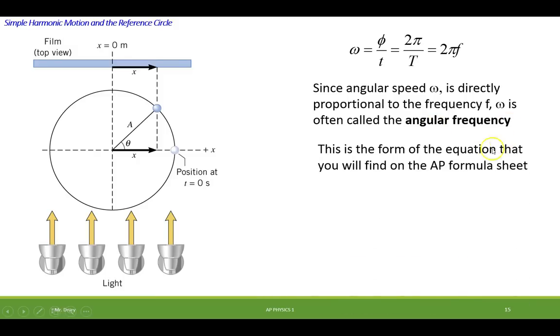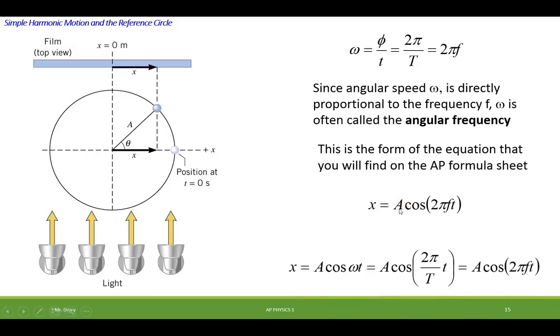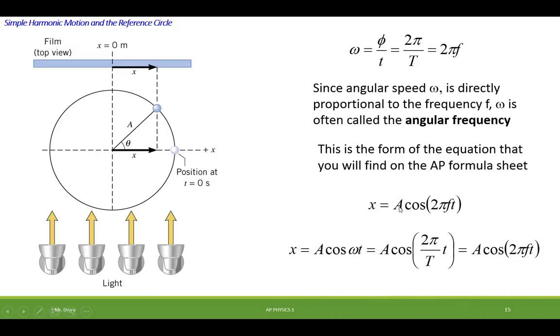And this is the form of the equation that you'll find in your AP formula sheet. But there's a couple different formats that we can use. We can write it out the simple way, we can write it out using period instead of frequency, or we can write it out using frequency.